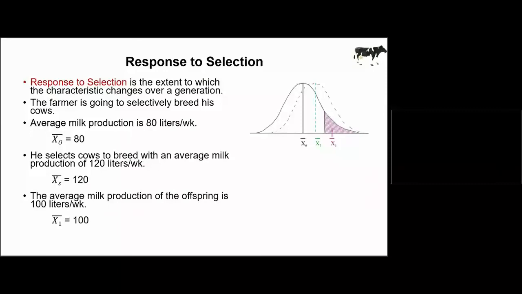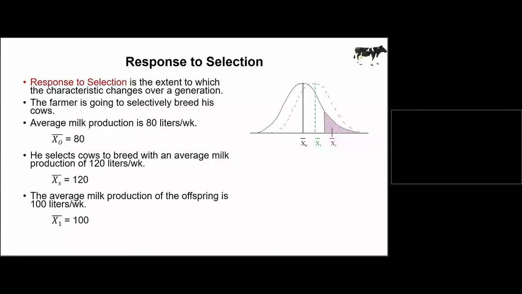Then we're going to pick some of those cows and breed them. He's going to pick some of the top producers, all of this population shaded in pink here. That's the group we picked to breed. The average milk production of the cows that we chose is here, X sub S.